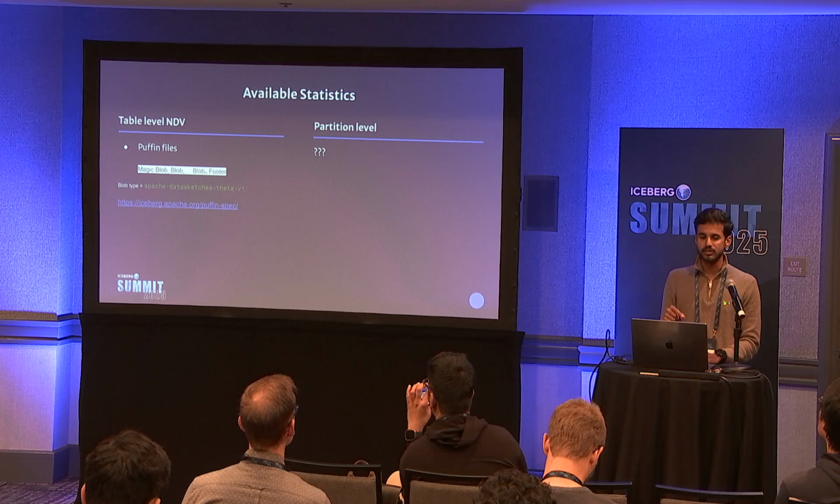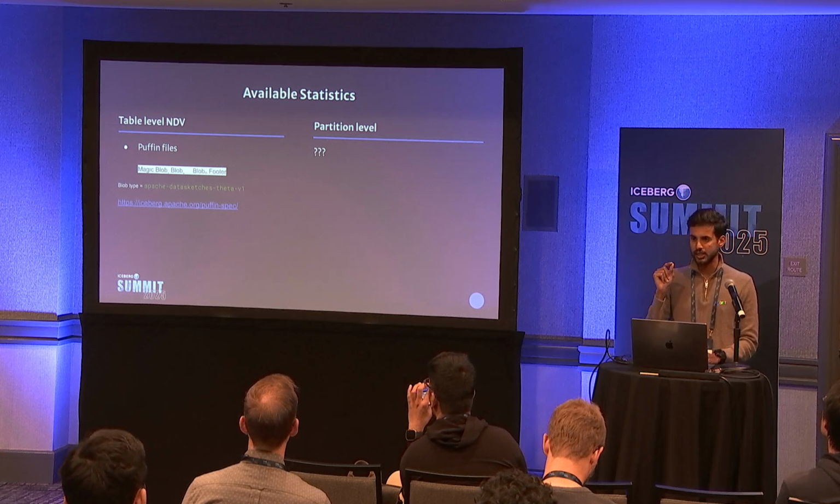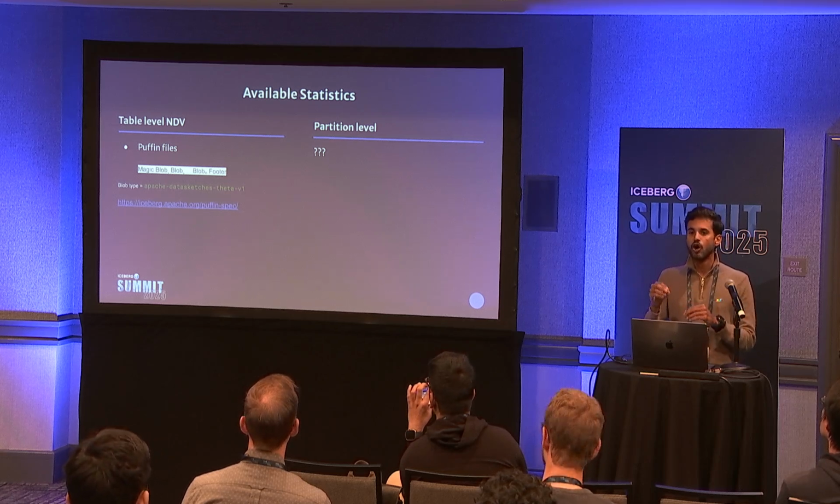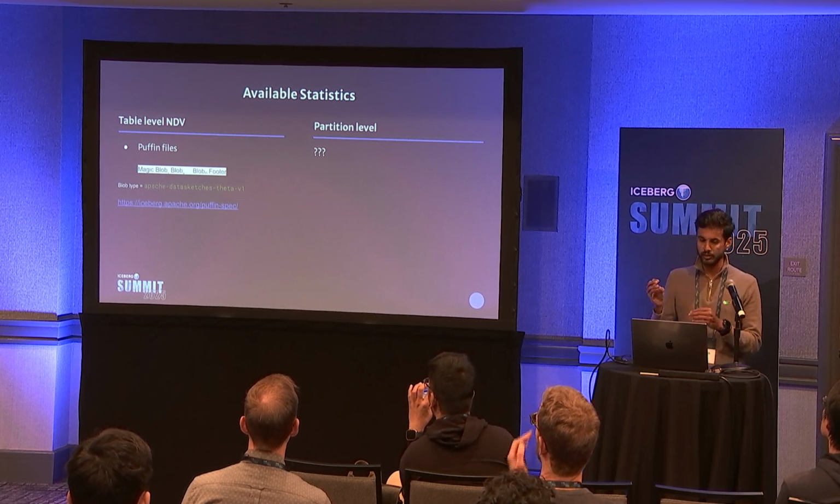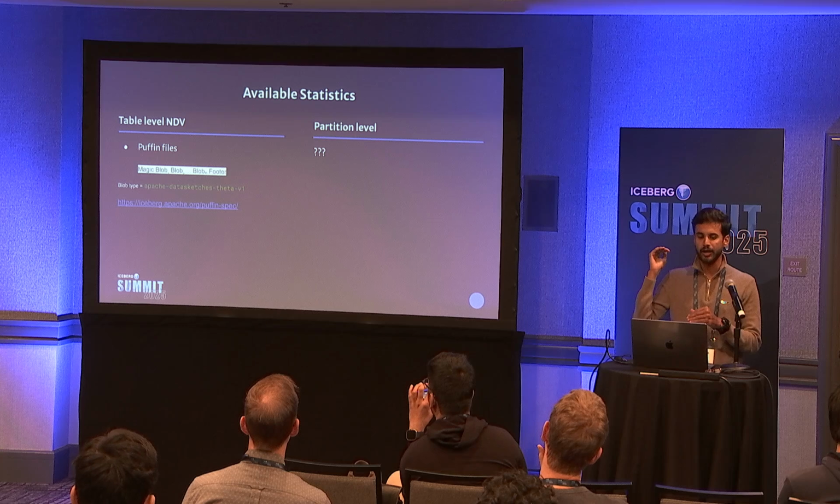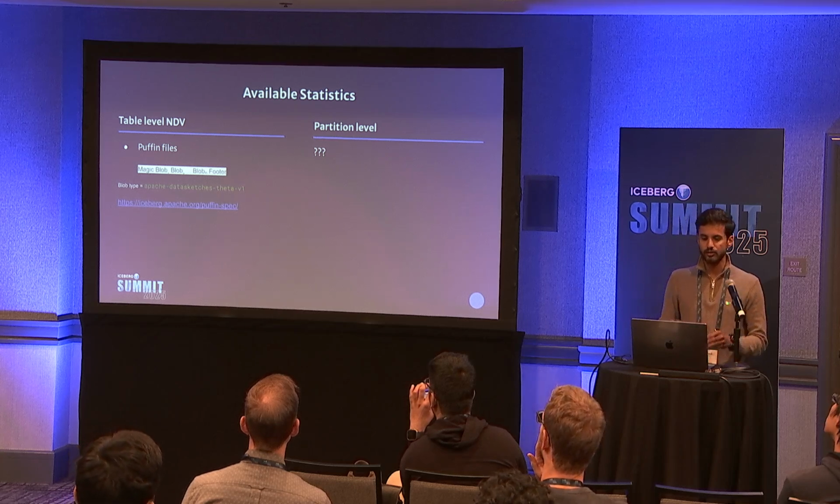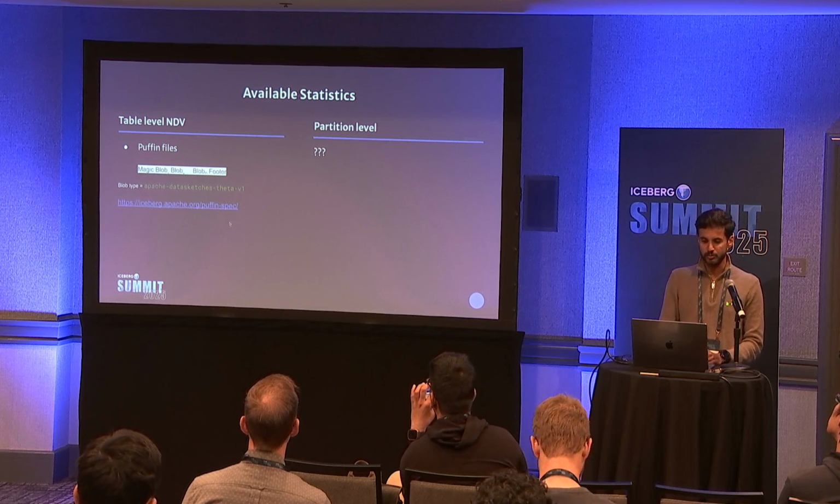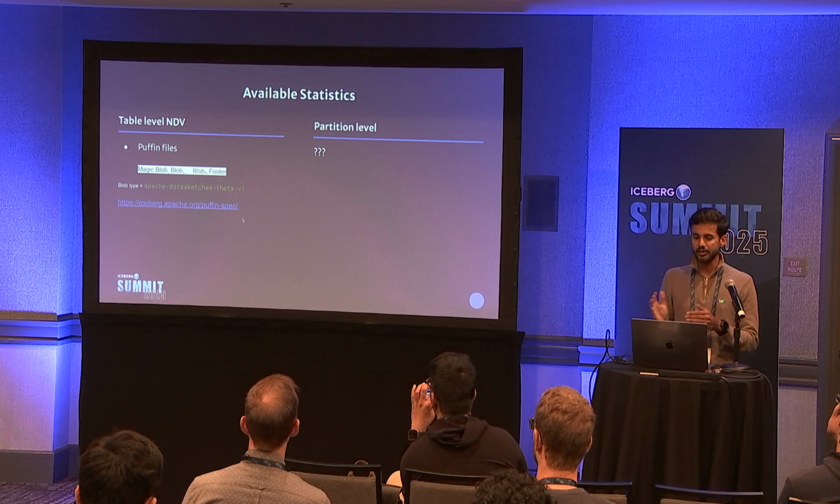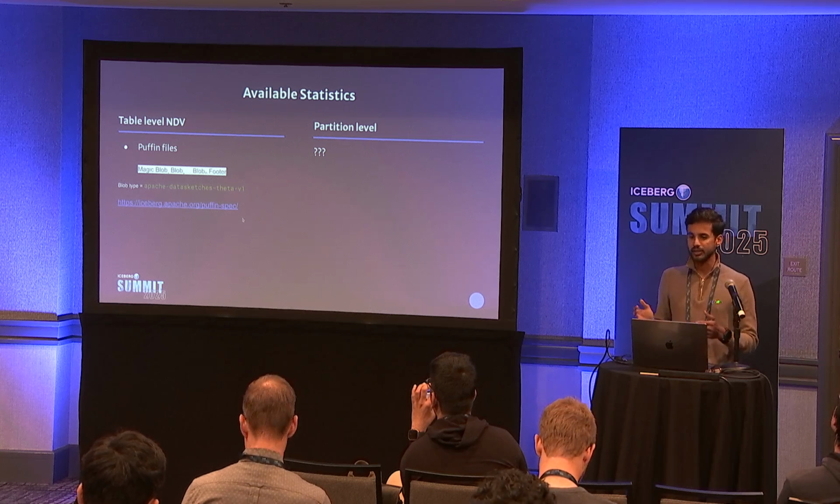And this NDV is the number of distinct values, so if you want to know how many unique values exist for a particular column at the table level, we just have to open this particular Puffin file, and you can see more about the Puffin spec here. But until recently, we didn't have anything at the partition level.